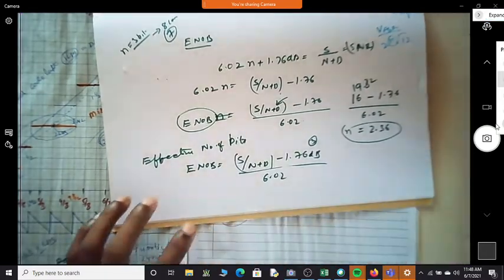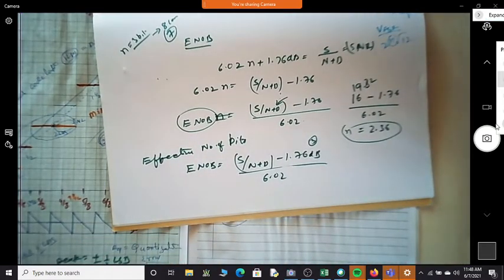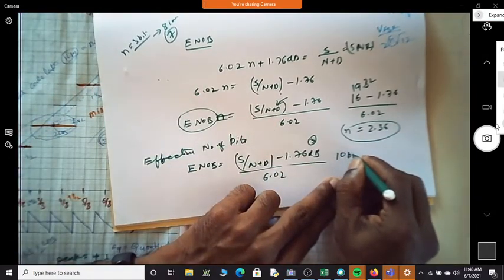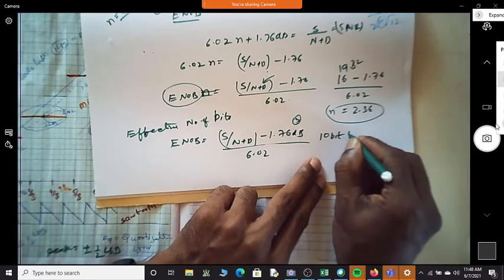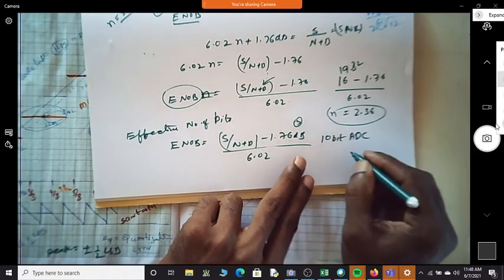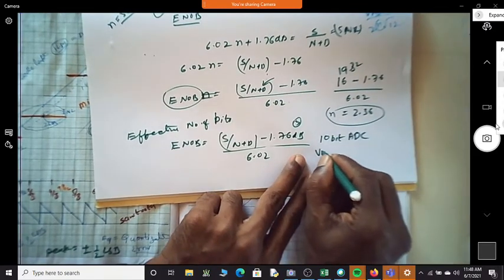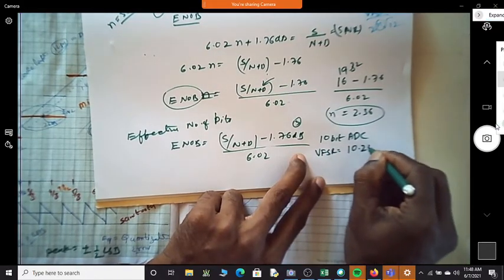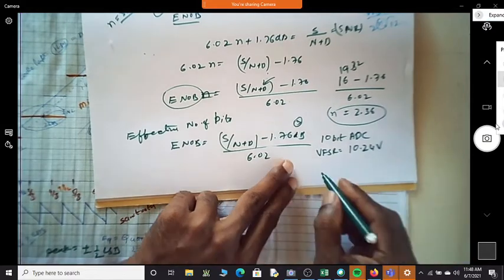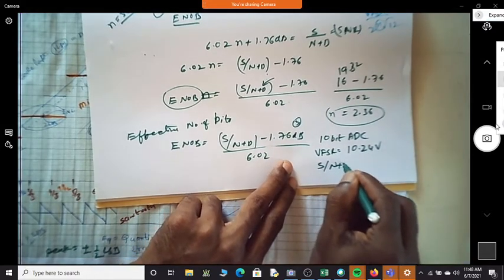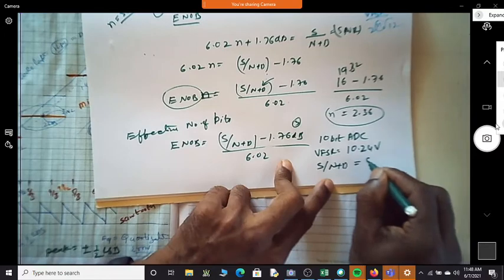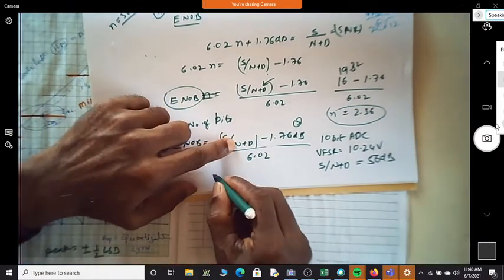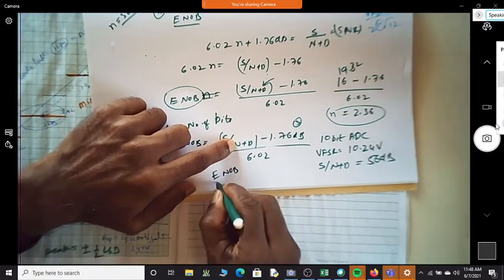Suppose, let me just take up an example which is there in the textbook. You consider there is a 10-bit ADC, and VFSR is, I'm just taking the same example, 10.24 volt. Signal to noise plus distortion ratio is 56 dB. They are asking what is the effective number of bits.